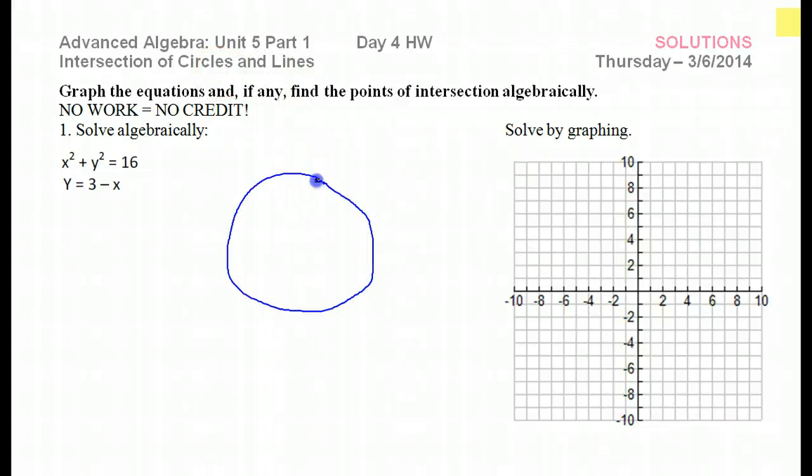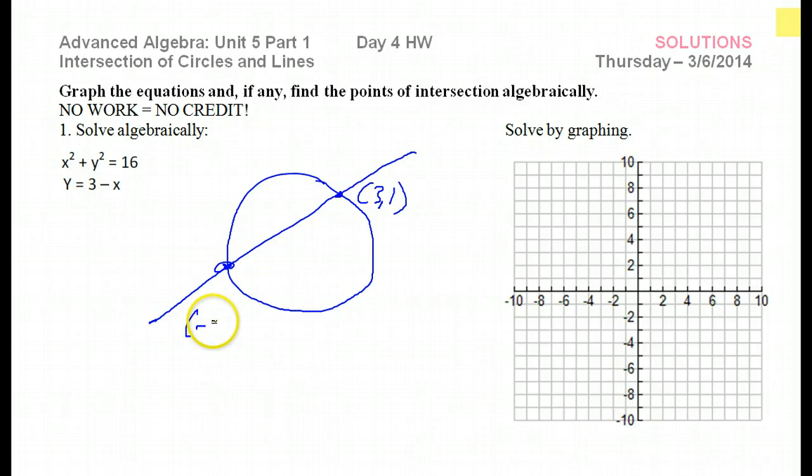Today's lesson is about the intersection of circles and lines. So picture a circle and there's a line. We're trying to find the points of intersection, like this could be (3, 1) and (-2, -5). We're trying to find those points.